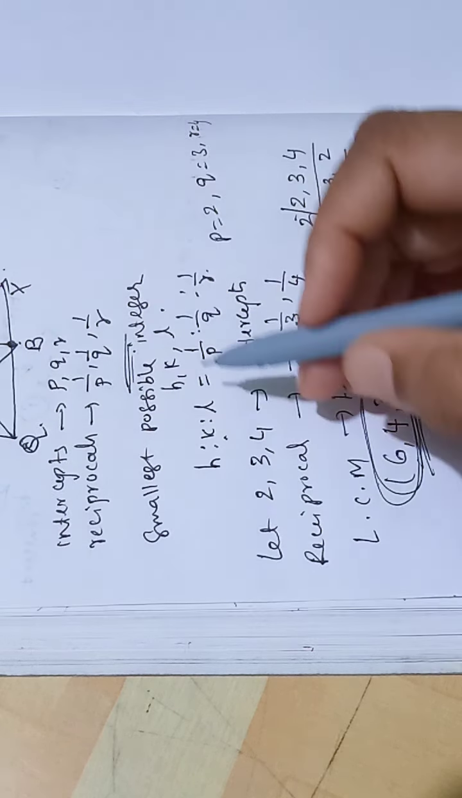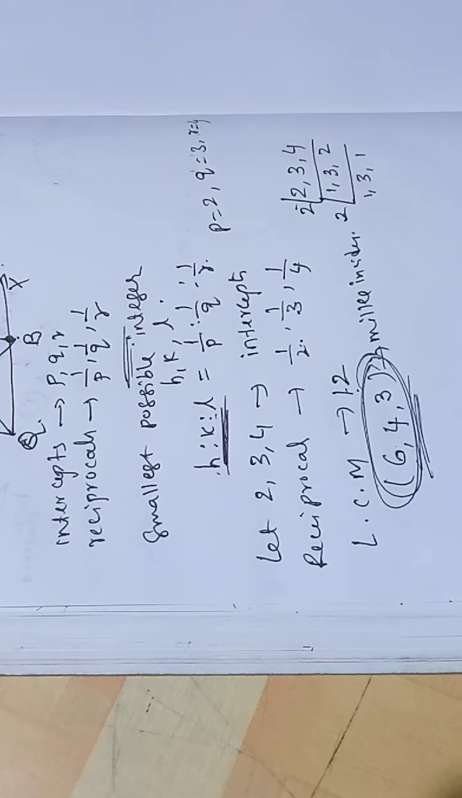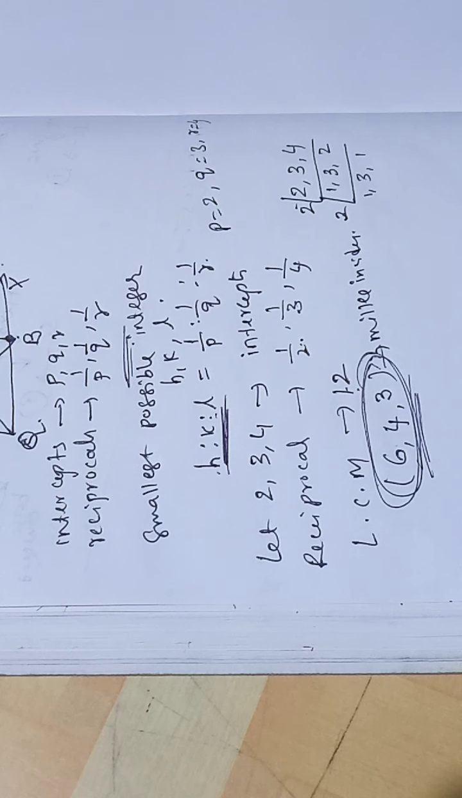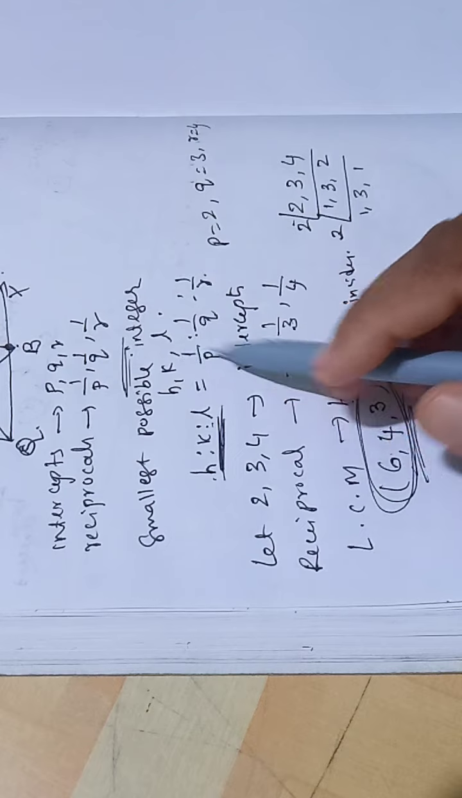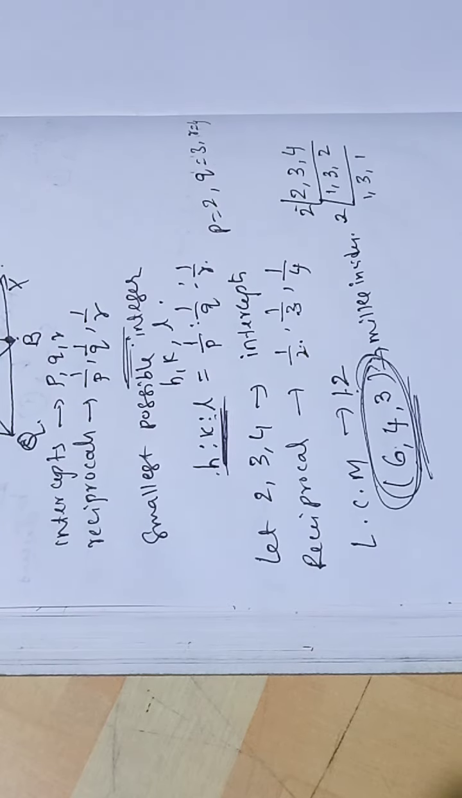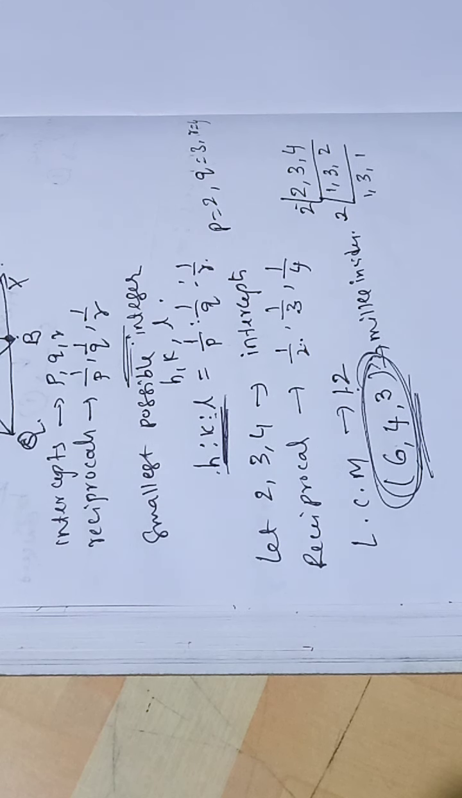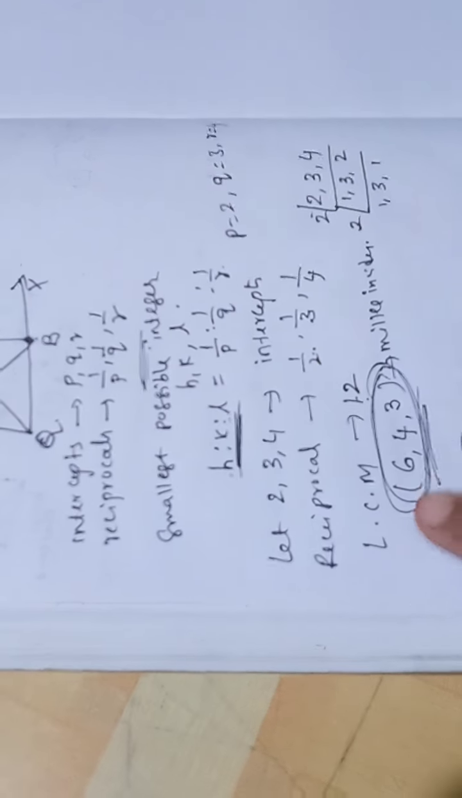So what are Miller indices? This smallest possible ratio of three integers is equal to the ratio of the reciprocals of the intercepts taken on the three crystallographic axes. That we call the Miller indices. Now let us take one or two more examples to find the Miller indices of planes.